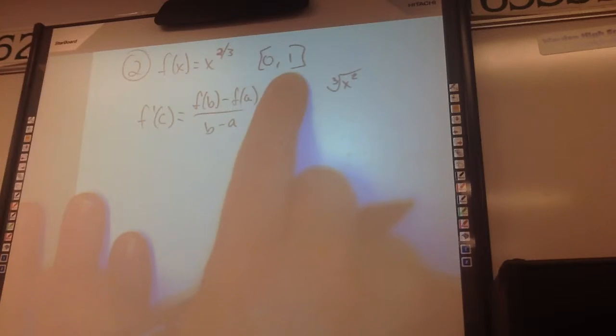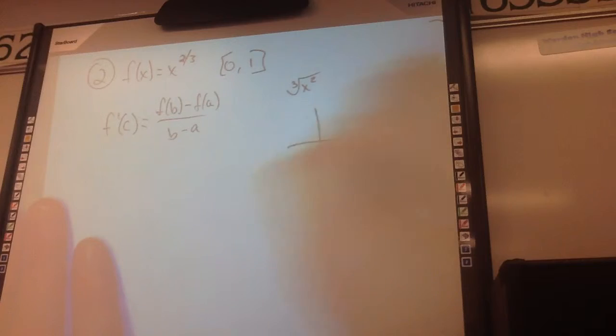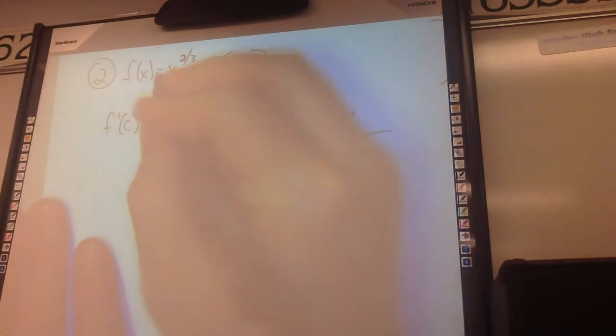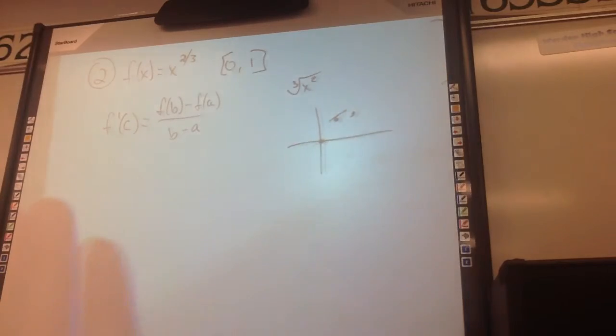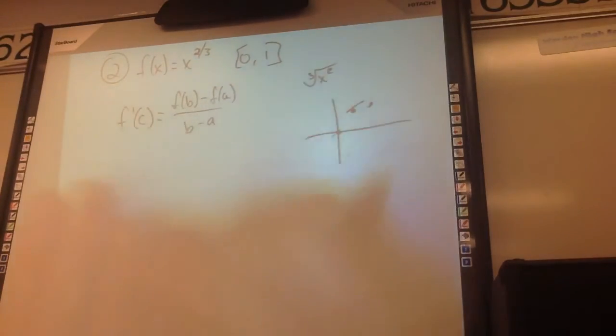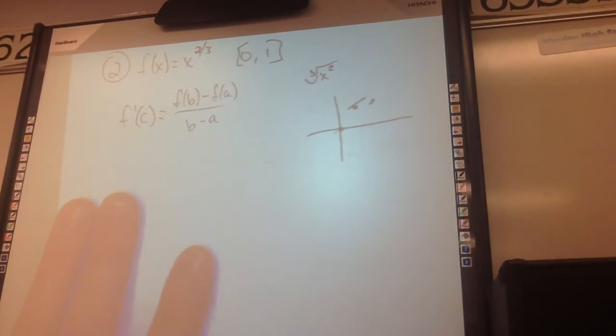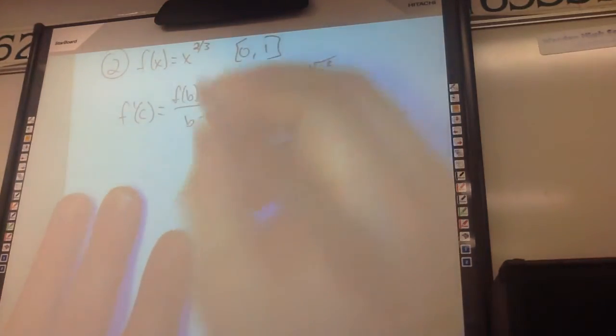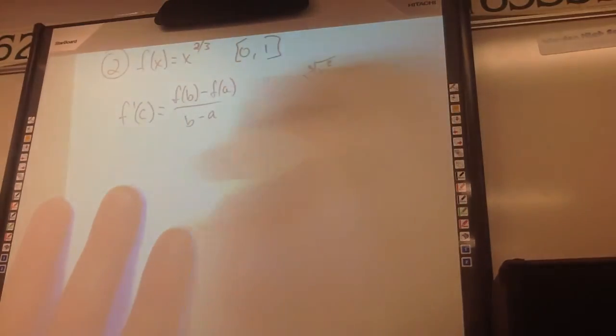Right? This is like that picture I kept drawing. This is like from this point to this point, the overall slope. This is the exact slope at that point. At some point they'll be equal, and we're just figuring out where that is. They'll be parallel. So all you gotta do is just plug it in, right?